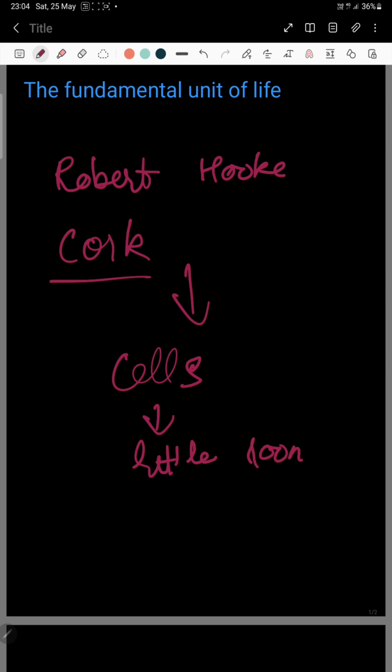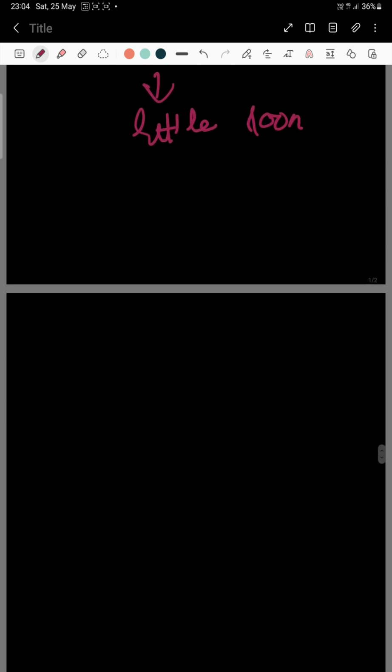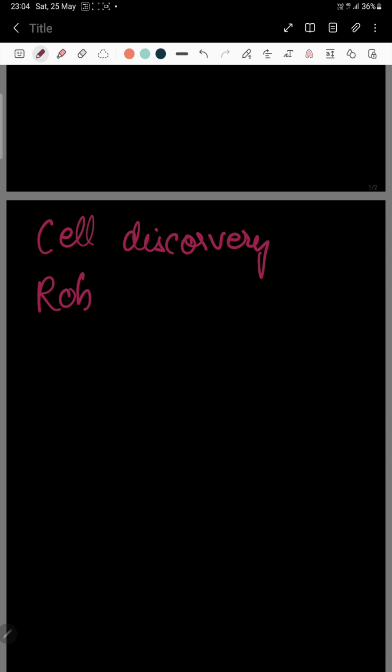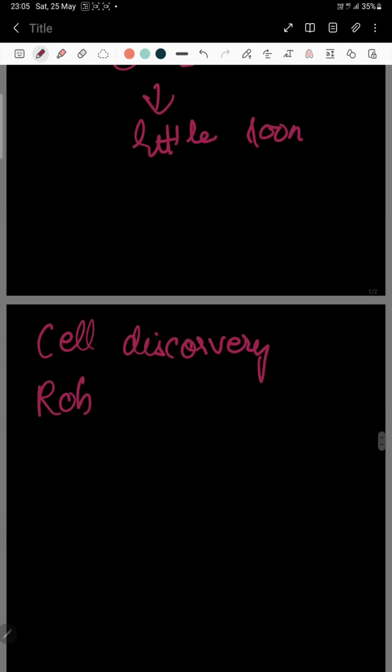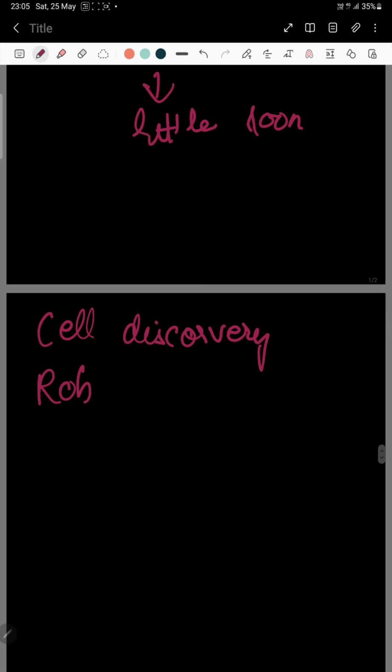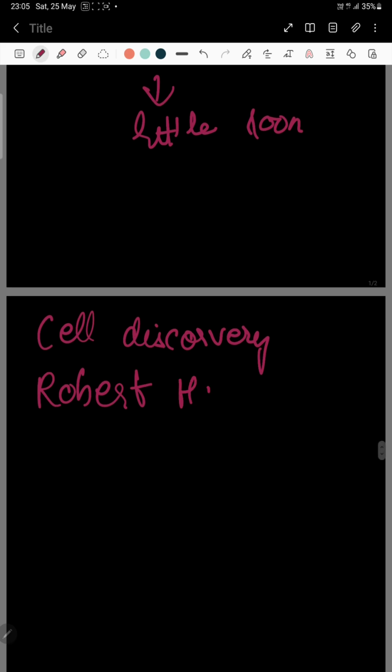So now we move forward towards the discovery of cells. The discovery of the cell started in the year 1665 when Robert Hooke, with the help of a primitive microscope, since at that time an advanced microscope was not even available, observed the cork slice. Then comes 1674.